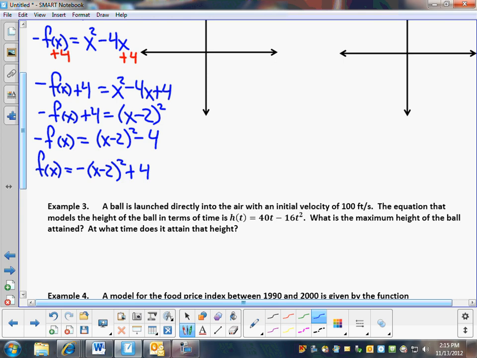Okay, we'll try here. Do you see how I got this step? I had to complete the square. x squared minus 4x. I had to add 4 to have a perfect square. This is a perfect square, which factors down to that.